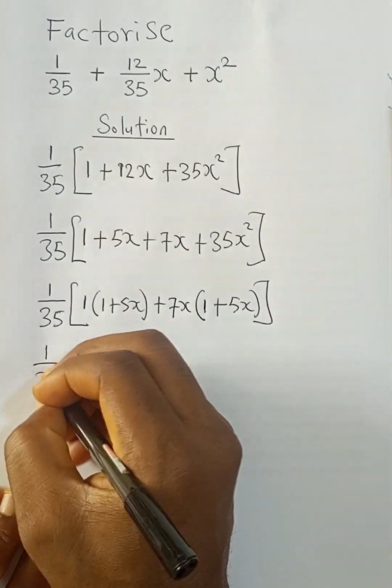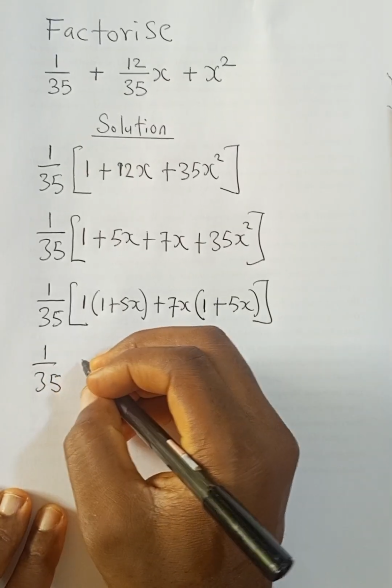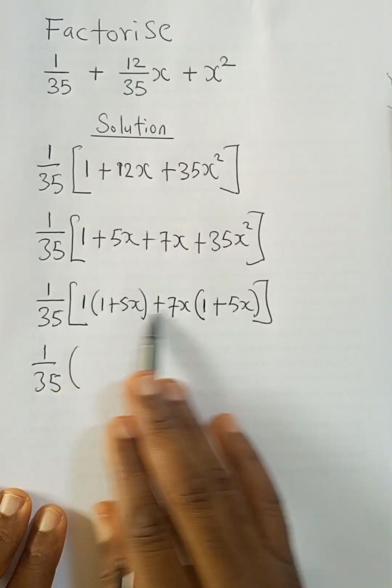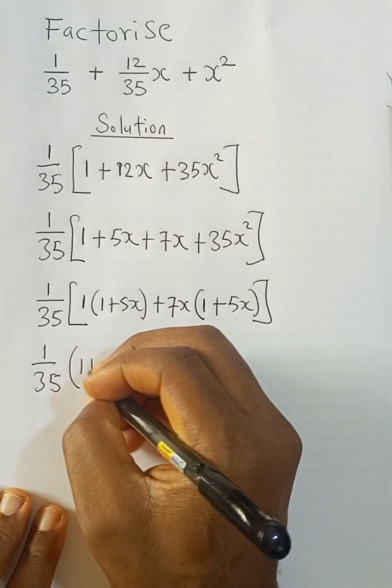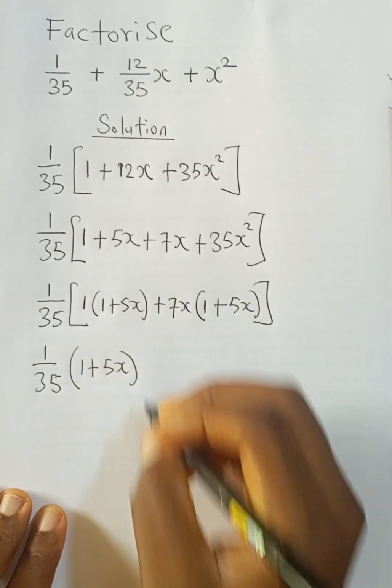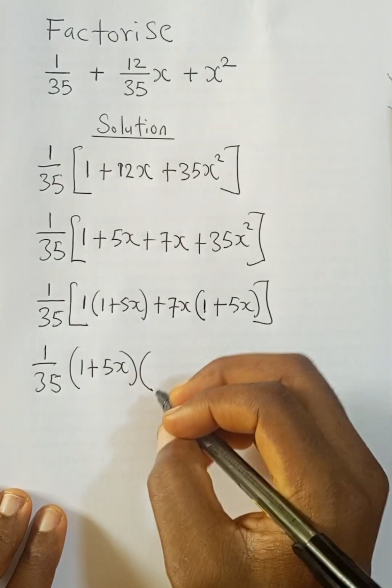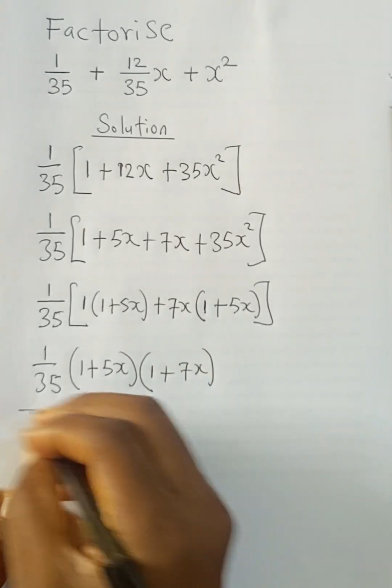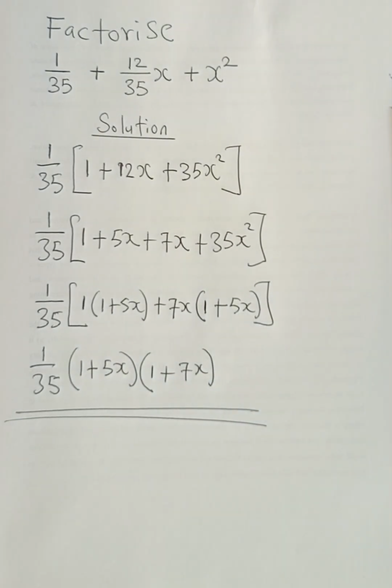Now we now have the 1 over 35 bracket. What is the common bracket here? Let's factor it out. That is 1 plus 5x. If you do that, what will remain? It will remain 1 plus 7x. That is it. We have succeeded in factorizing this expression.